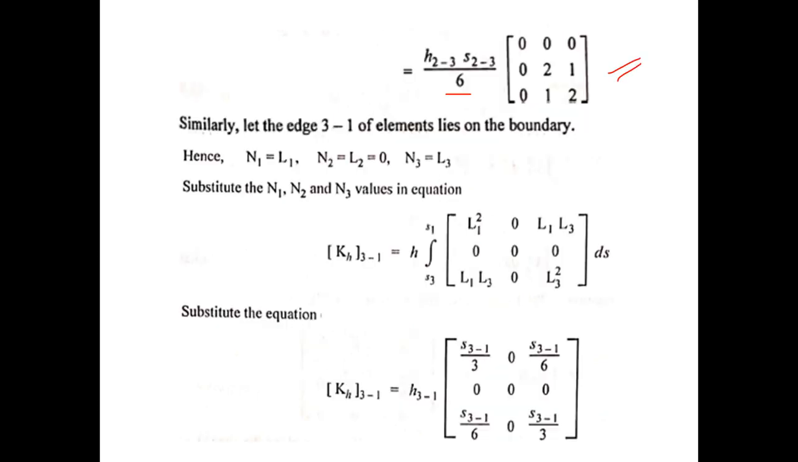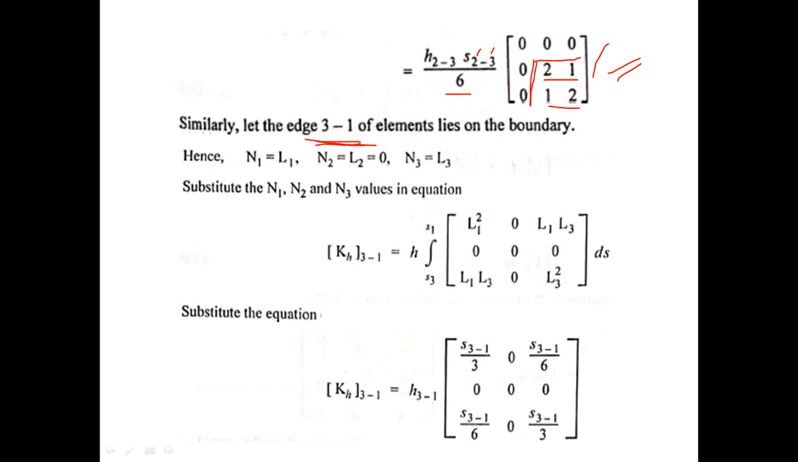And finally here we are going to discuss the edge 3 1. So KH31 is equal to, as usual, H into the integral from S3 to S1, which is going to be solved, and finally we will get the value KH equal to HS by 6. That means H31 S31 divided by 6 into the matrix 2 0 1, 0 0 0, 1 0 2. So like that it is going to be here.